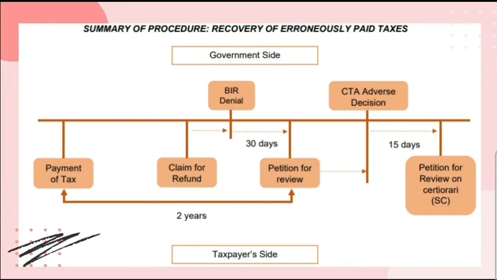And if the petition is denied in the division of the CTA, the next step is to proceed to the CTA en banc and appeal within 15 days from the receipt of the division of the CTA denial decision. And if denied again in the CTA en banc, the next step is to appeal to the Supreme Court, and the appeal should be done within 15 days after receiving the receipt from the CTA en banc denial.